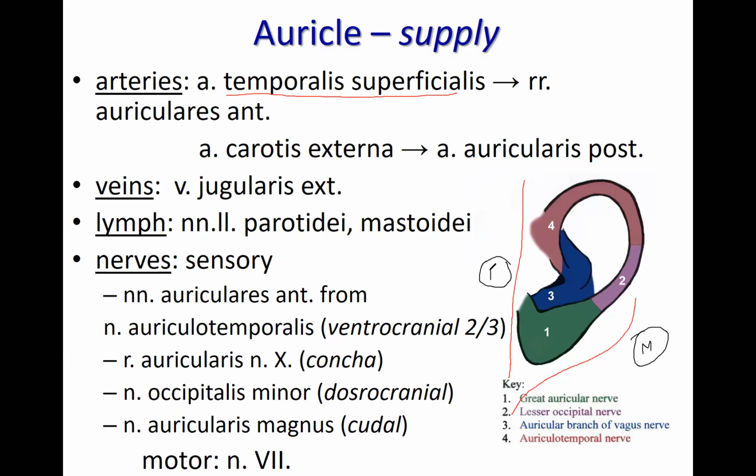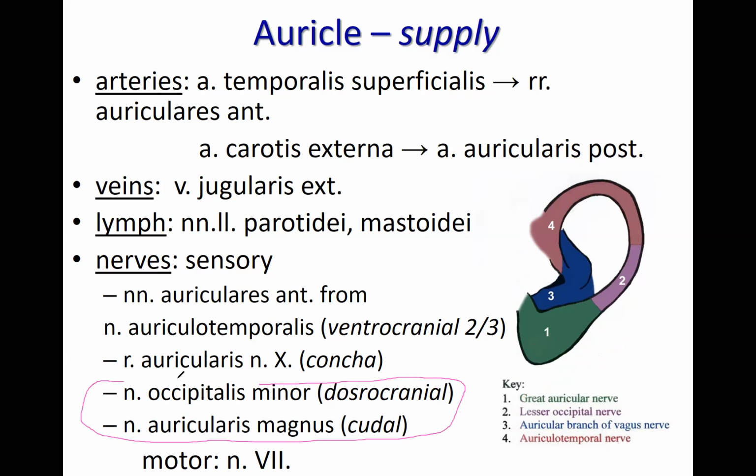So most complicated is innervation. As you can see, the innervation comes from three sources. One source is cervical plexus. And it's great auricular nerve, which has got an anterior branch and a posterior branch. So it's like a fork supplying the inferior part, yeah? Ventral and dorsal. Then occipital minor or lesser occipital nerve, which goes this way. So that's cervical plexus.